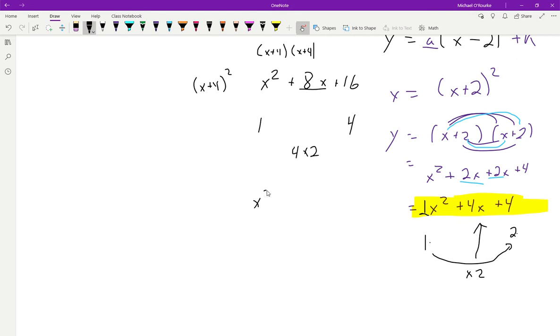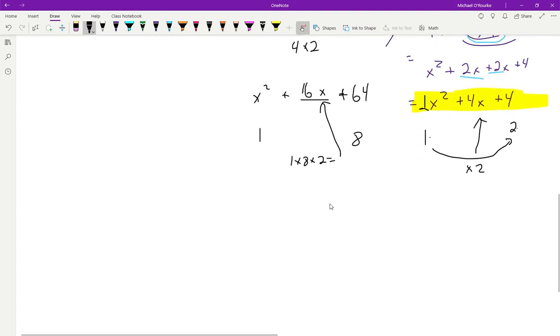Let's do one more. So we take the square root of x squared, which is 1x, right? The square root of this is 8. 1 times 8 times 2 is going to be the middle term. So in this case, 16. Okay, I'm going to do one more.